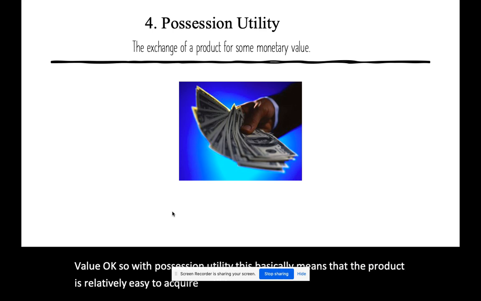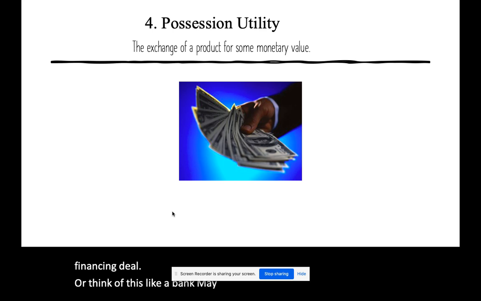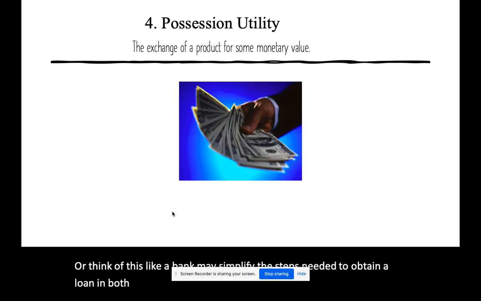For example, an expensive piece of furniture might be made more easily available through a low interest financing deal. Or think of this, a bank may simplify the steps needed to obtain a loan. In both cases, the firm is looking to make it easier for the consumer to possess or own that product.